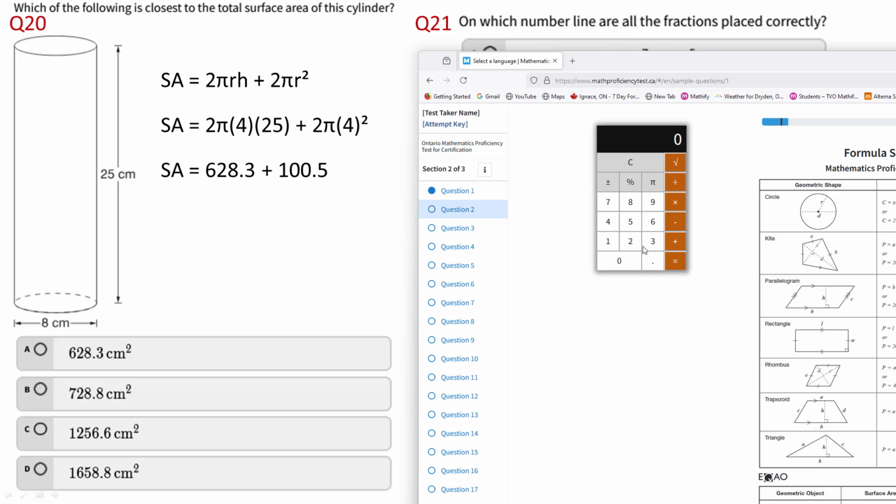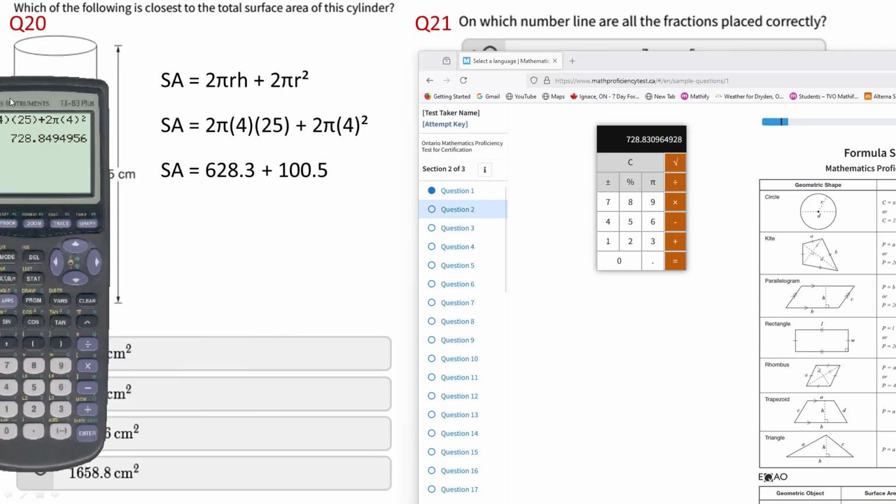So I'm going to clear it, go 2 times pi. Notice I have to go times here. In my graphing calculator, I don't even have to put the multiplication symbol, but you do have to use this one. Times 4 squared now, which means 4 times another 4. So there's the 100.5. Now we should be able to go plus 628.3, not have to clear that. Yeah, so there's the 728.8, the same answer I got over here.